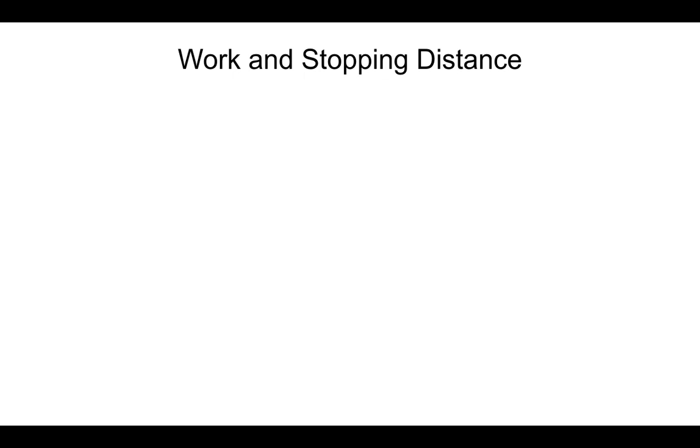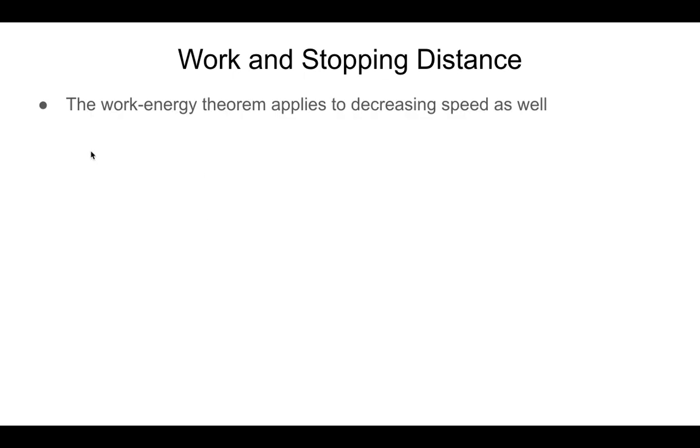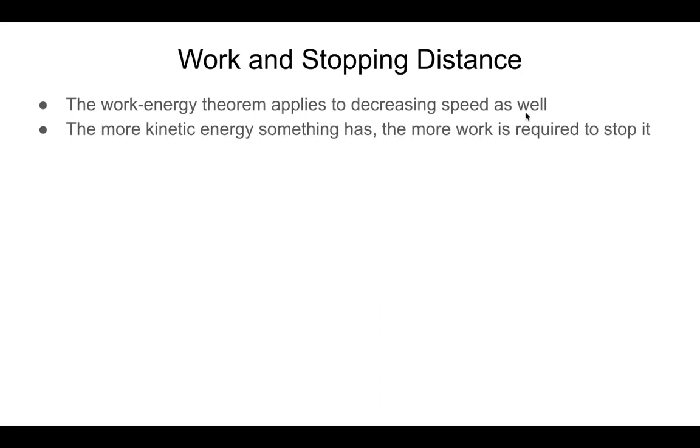Now let's talk about stopping distance too. It's the same idea as what I was just talking about. The work-energy theorem applies to decreasing speed as well. The more kinetic energy something has, the more work is required to stop it. So again, here's our equation. The net work is equal to our final kinetic energy minus the initial kinetic energy. If we're stopping something, that means that final velocity is 0. So what I did here is just plug in 0 for final velocity, so that whole term becomes 0. And then we're plugging in force times displacement for work done.